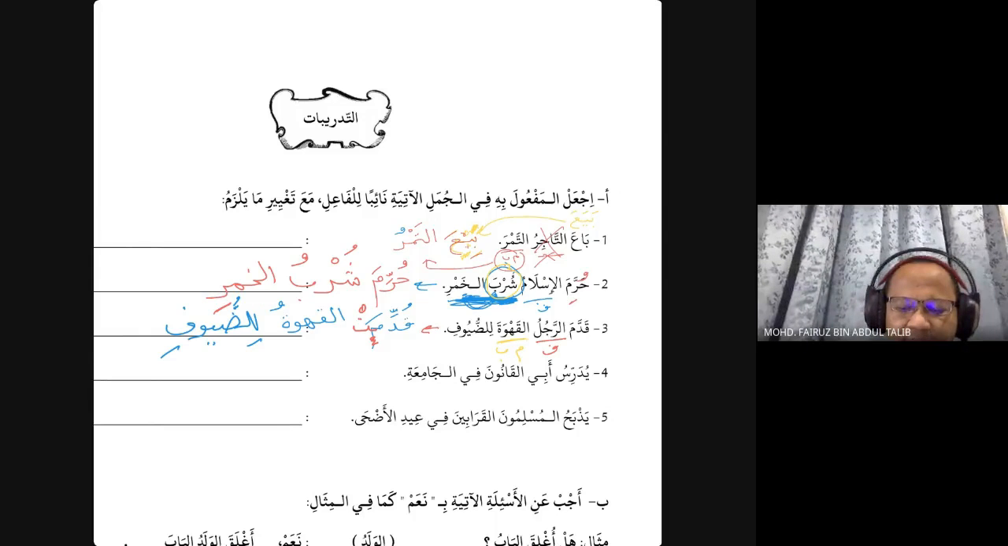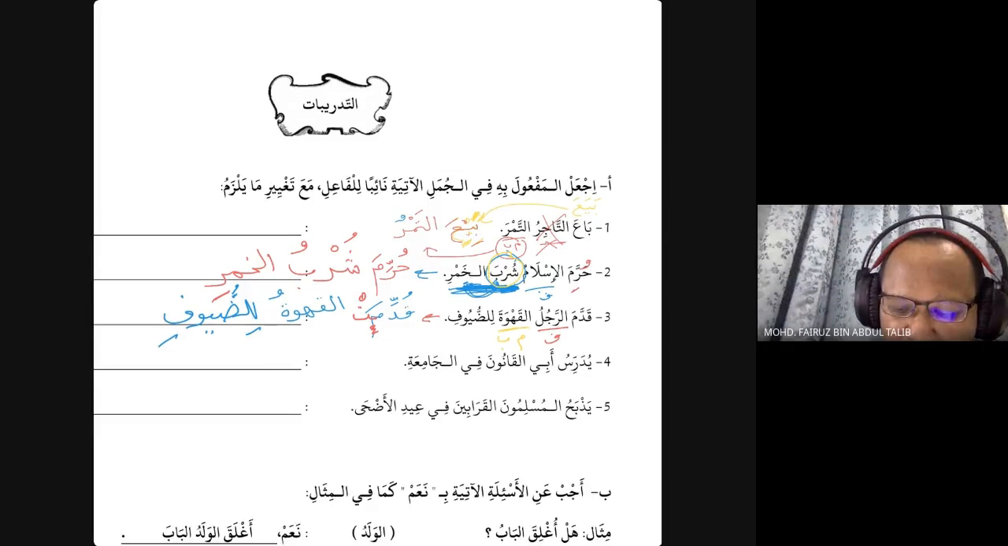Now, al-jumlatu rabi'atu. Yudarrisu abi al-qanuna fil jami'ah. My father yudarris. What is yudarris? Is it to learn or to teach? To learn. To learn is not yudarris. To learn, you say yadrusu. Yeah, yadrusu is to learn. Yudarris is to teach.